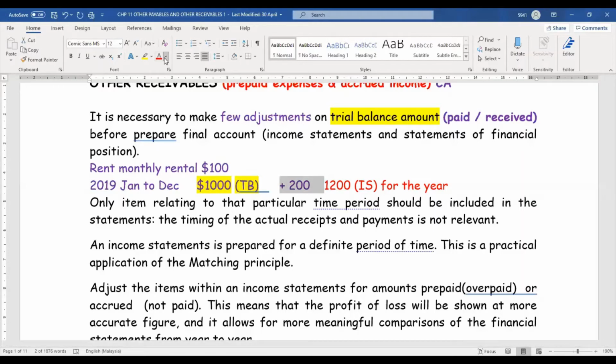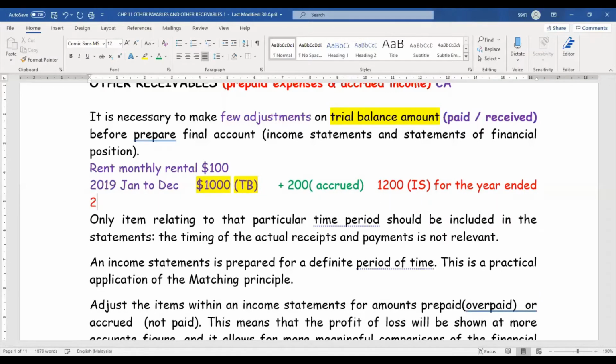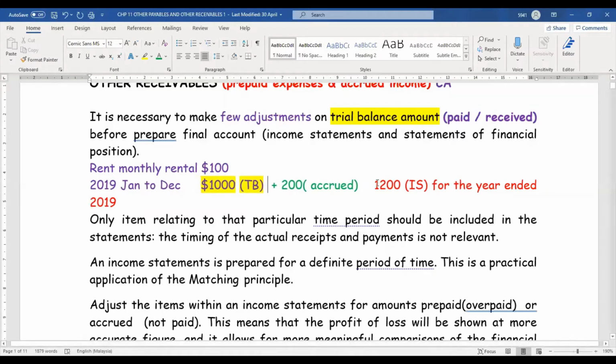What is the 200? The 200 is my accrued. So the 1,000 that we paid, plus the 200 accrued that we are supposed to pay for this year but haven't paid, gives us 1,200 expenses for this year. This 1,200 will be recorded inside the income statement for the year ended 2019.